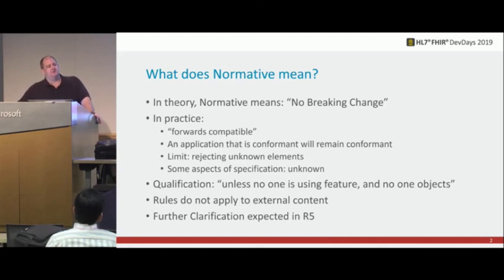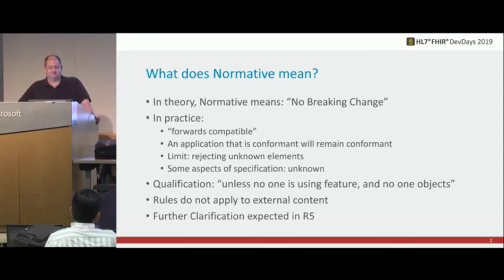For instance, if you write your application and in your application you reject unknown elements, then your application will not be forward compatible. Well, it was your choice to do that. And that's something for you to think about when you're writing applications. But actually there's some parts and some corners of the specification where we don't really know exactly what it means to be forwards compatible. The FHIR specification does things that we haven't got institutional experience with in HL7. And so we don't really know what it means to not make breaking changes to them.